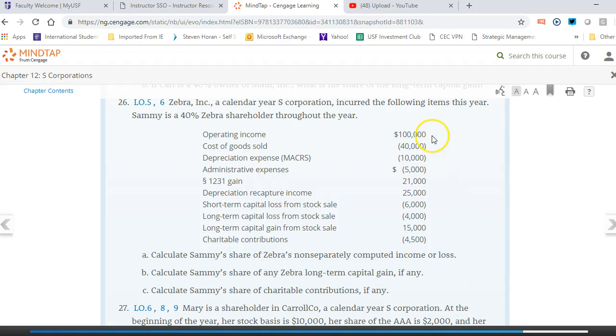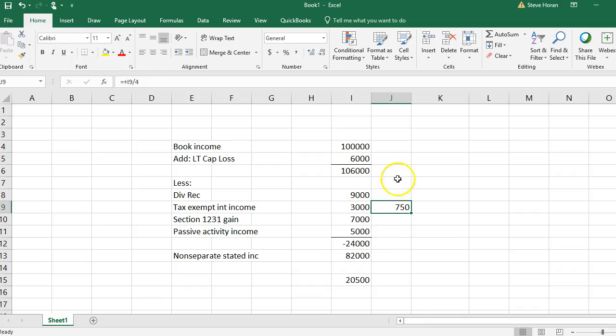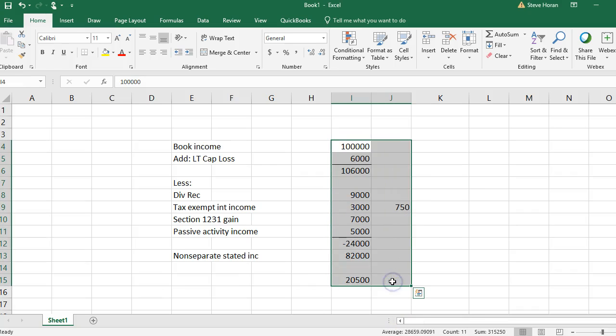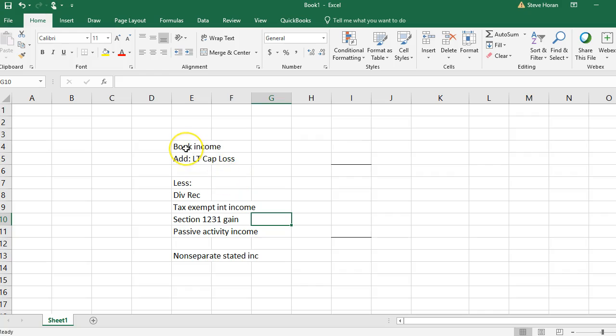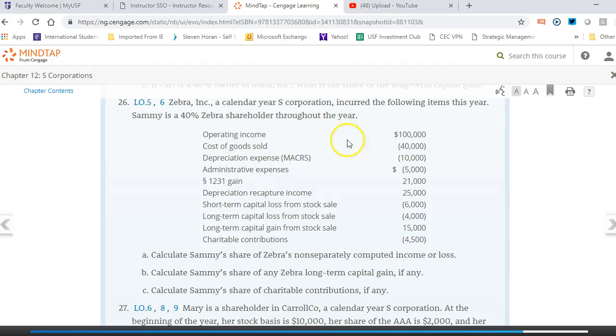So we get to kind of the same thing here: operating income, cost of goods sold, depreciation, administrative expenses, gains, depreciation recapture, short-term and long-term capital gains and losses, and charitable contribution. So letter A is, what is Sammy's share of the non-separately stated income items? So I'm just going to erase the numbers that are here, and we'll use some of the same headings, but it's not exactly the same. So with 26, we start out with operating income. Right here it says operating income.